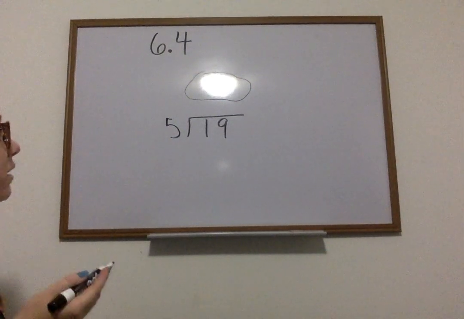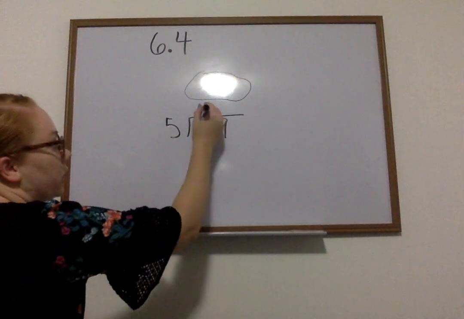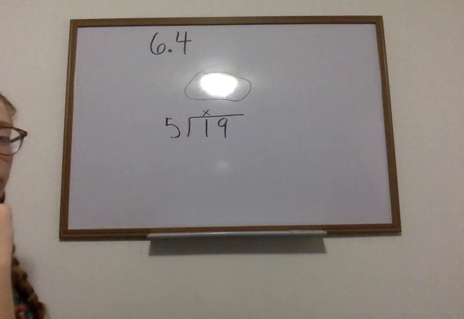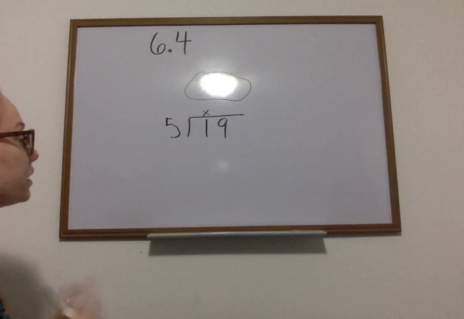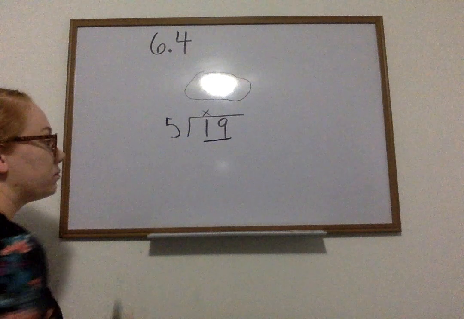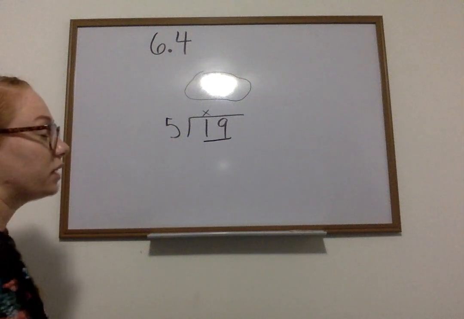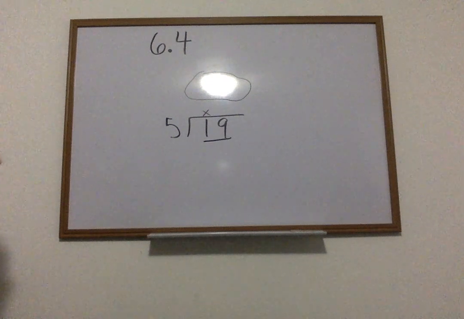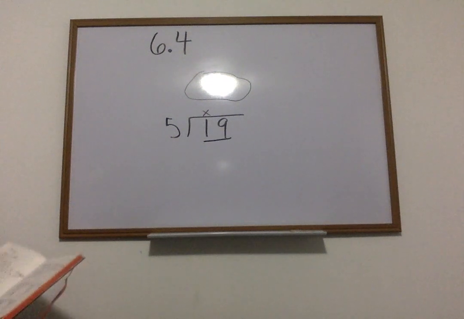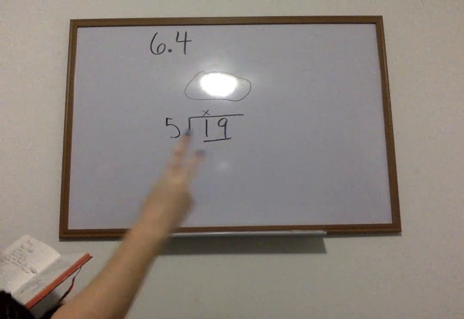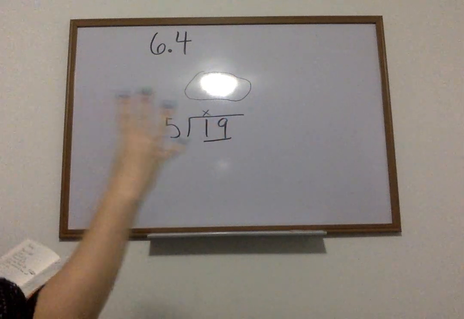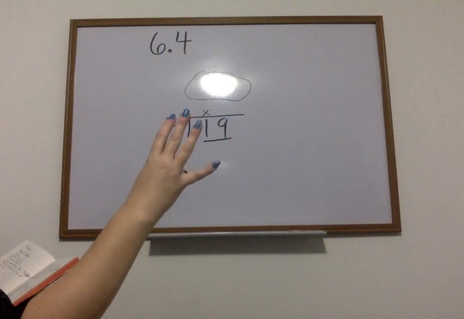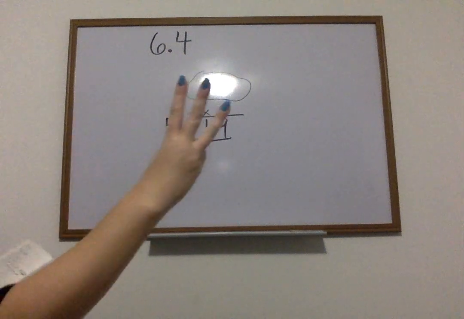So, can 5 go into 1 is our first question. No, it cannot. I have the kids write a little X. Then they ask themselves, can 5 go into 19? Yes, it can. Now you have to think to yourself, well, how many times? So for the kids, I tell them to count by 5s. 5, 10, 15, 20. Oh, the fourth one would be 20. 20 is too big, so 5 can go in 3 times.